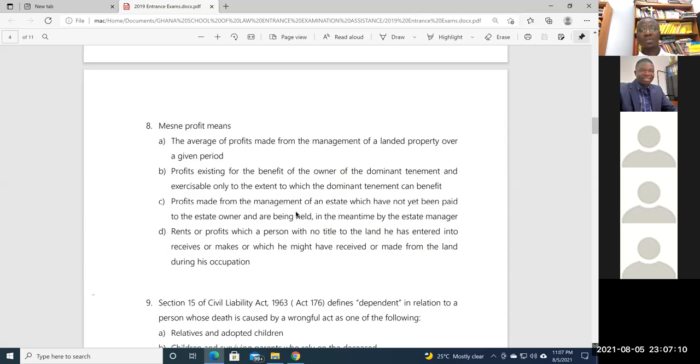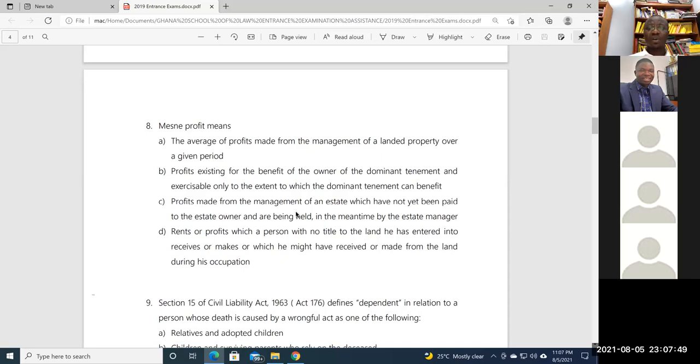So let's move on. Profits existing for the benefit of the owner of the dominant tenement and exercisable only to the extent to which the dominant tenement can benefit. That is also not necessarily, because this dominant tenement idea is taking us into the area of easement, like the profit à prendre. So that's why it's taking us there, but it's got nothing really to do with that.